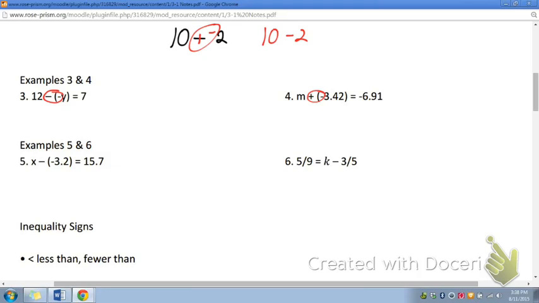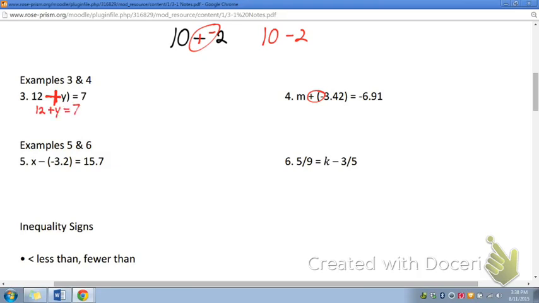So in this first example, where we have the minus a minus, hopefully everybody remembers that anytime you subtract a negative, it turns into plus a positive. So what I like to do with this double negative is just turn it into one big plus sign, and I'm just going to write right over that. So now I have 12 plus y equals 7.